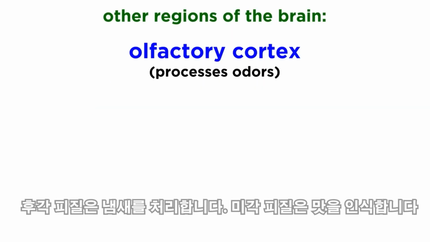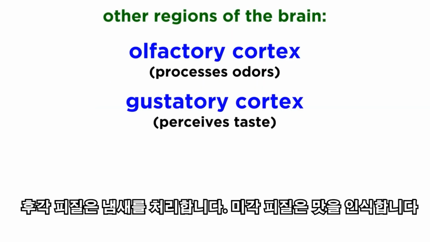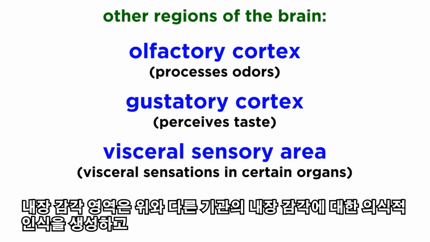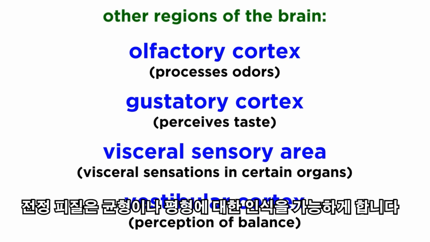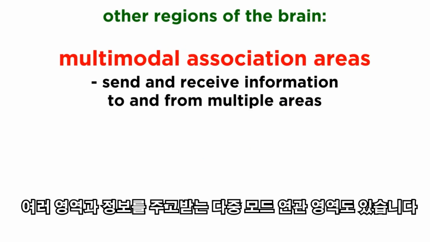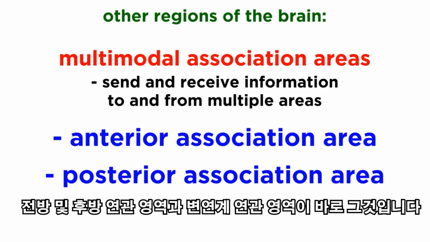The olfactory cortex processes odors. The gustatory cortex perceives taste. The visceral sensory area produces conscious perception of visceral sensations in the stomach and other organs, while the vestibular cortex allows for our perception of balance or equilibrium. There are also multimodal association areas that send and receive information to and from multiple areas. These are the anterior and posterior association areas, and the limbic association area.